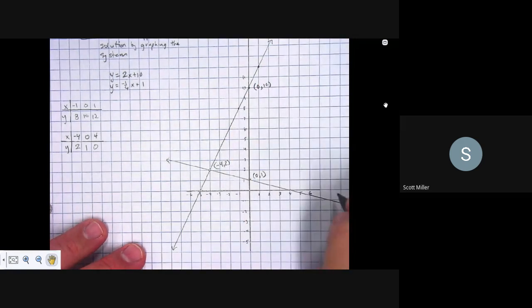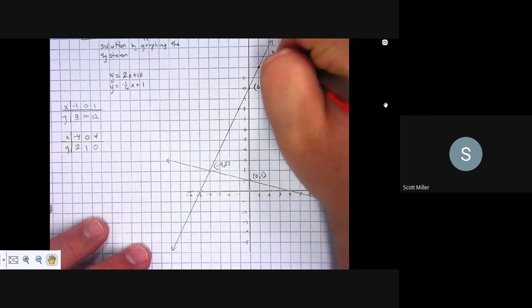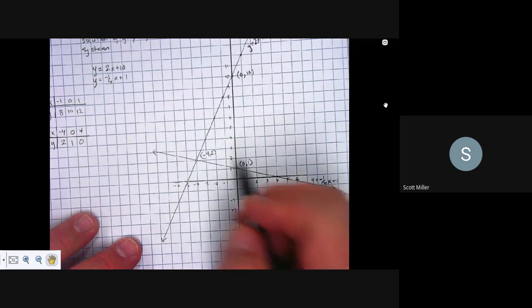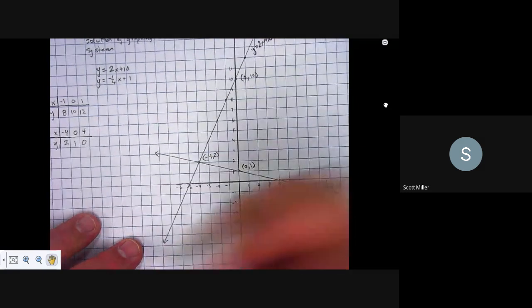You want to name each line. So this is y equals -1/4 x plus 1, and label this line y equals 2x plus 10. So that graph is what it should look like, okay? And then you want to identify your solution. You just can't stop right here and call that my solution. You need to actually identify your solution.